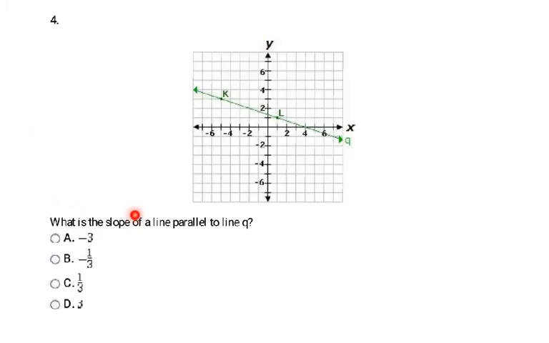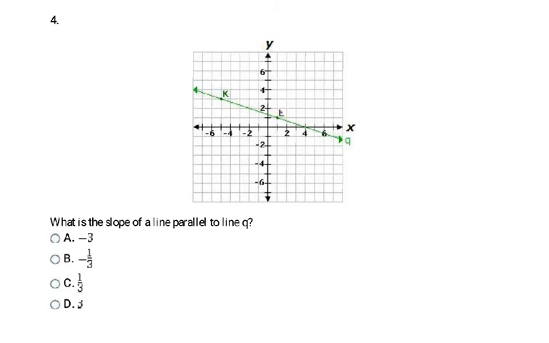Here it says, what is the slope of a line parallel to line Q? Well, here's line Q. I know that parallel slopes are the same, so if I can find the slope of this line Q, then I can find the slope that's parallel to it also. They've already marked out 2 points that are on the corners of the grid paper, so I'm going to count my rise and my run between those 2 points.